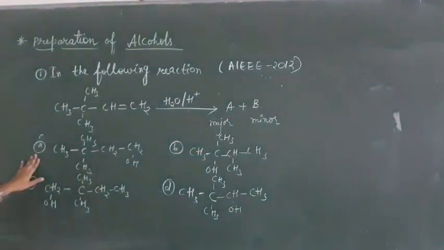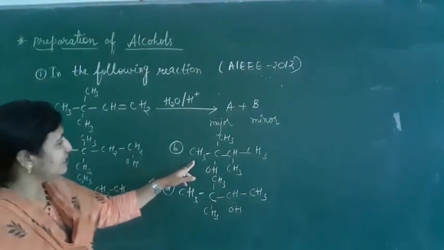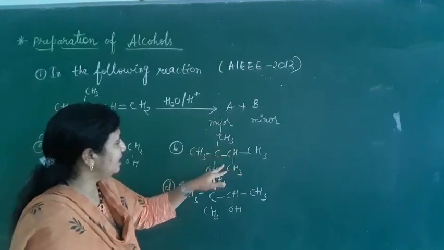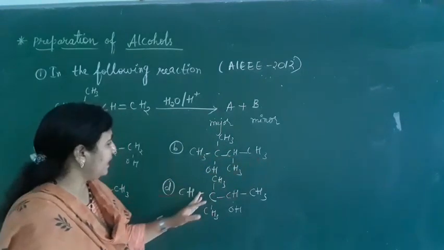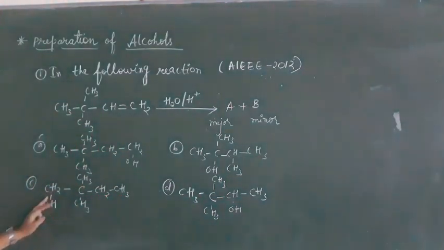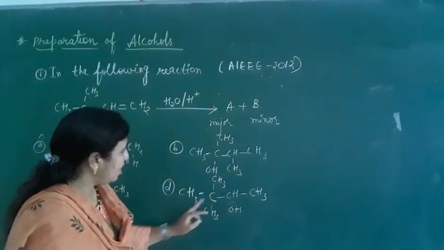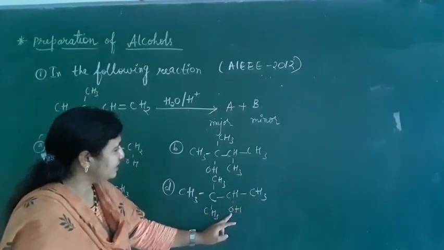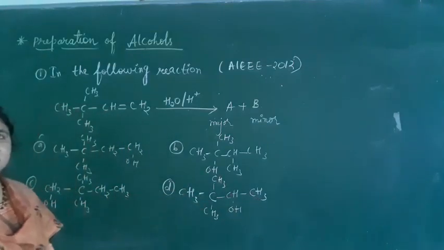So 4 options are given here: CH3, C, CH3, CH2, CH2OH. Then second is CH3, C, CH3, OH, CH, CH3, CH3. And here CH2OH on first carbon only. Here 2 methyl groups, CH2, CH3, and this whole is CHOH and here CH3. So which is the correct option in this?